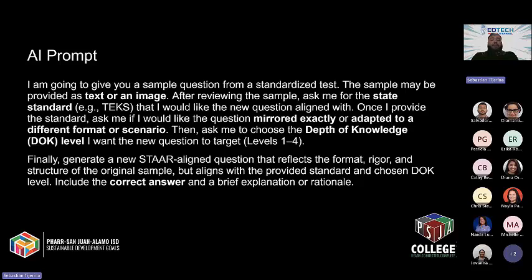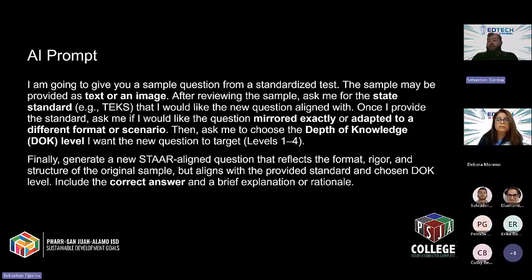So the AI prompt that I created is: I am going to give you a sample question from a standardized test. The sample may be provided as text or an image. Okay, that's very important because our AI models now can identify images. With ChatGPT currently, if you have the free version, I believe you can only give either 3 or 5 images per month, which limits what you can do, right?